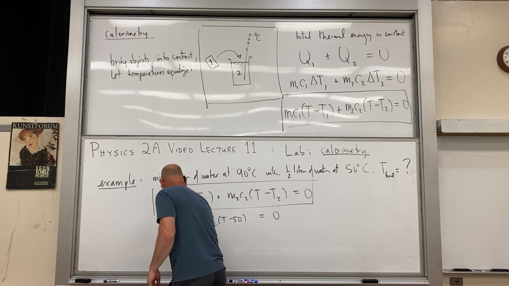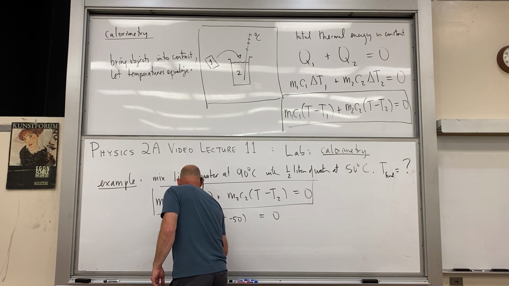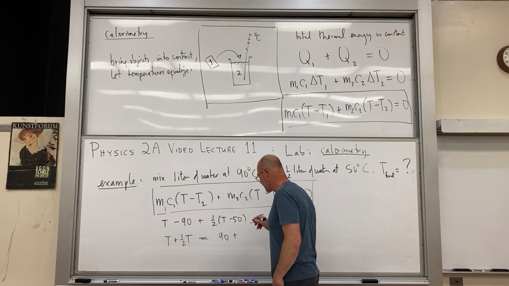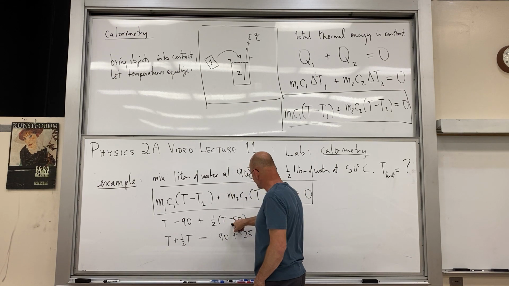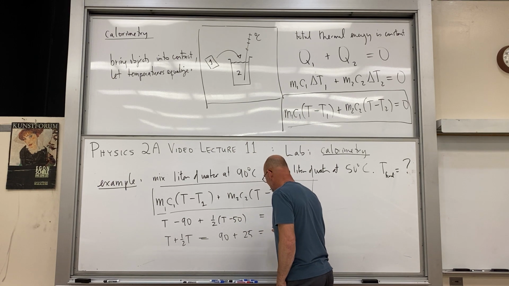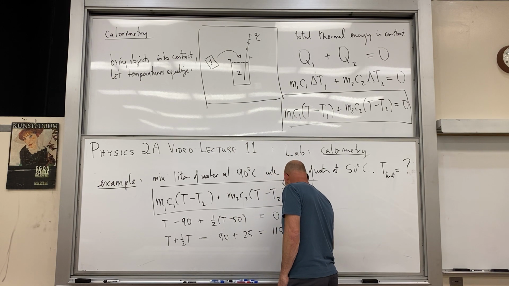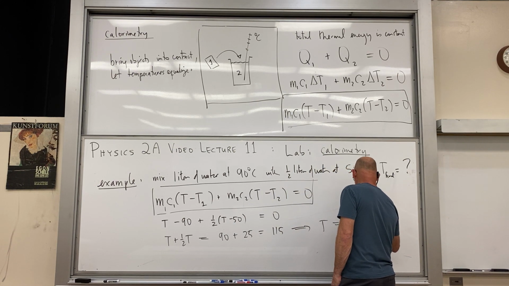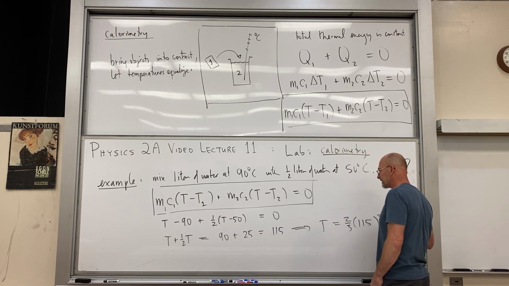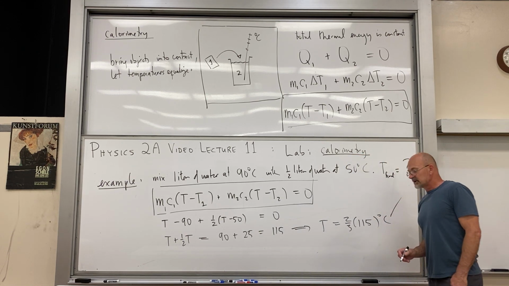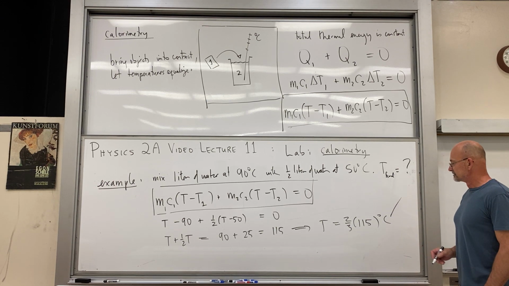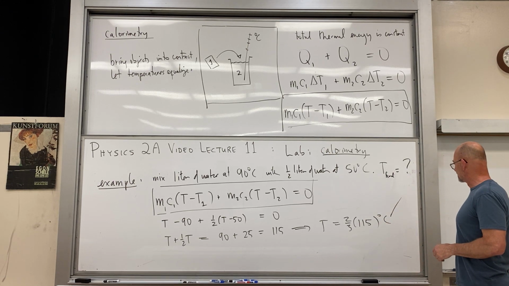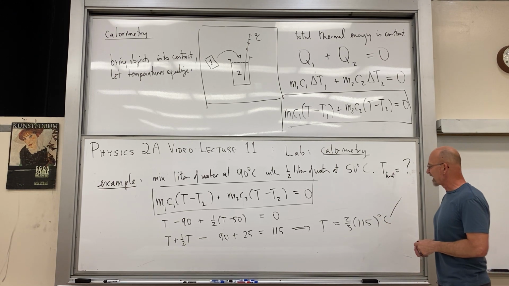So what we have is T plus 1/2 T is equal to 90 plus 25, not 50, because I had the T over 2 there, is equal to 115, and therefore T is going to be 2/3 of 115. Okay, it'll be degrees Celsius. Okay, yeah, that can happen sometimes. I realized that the final temperature was going to be higher than 90. That could not be the case. Okay, good. So we have that.